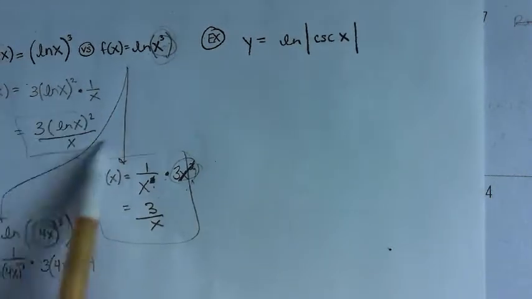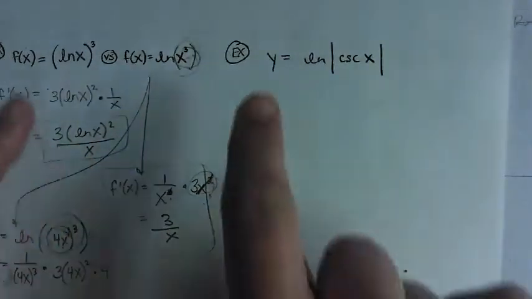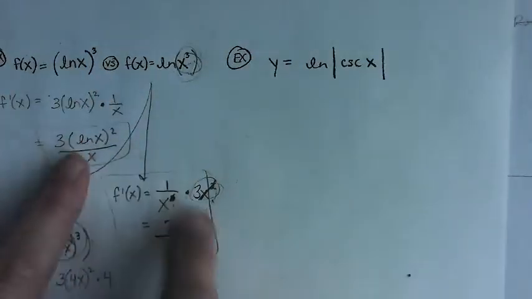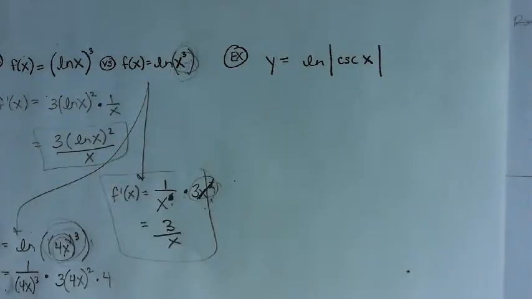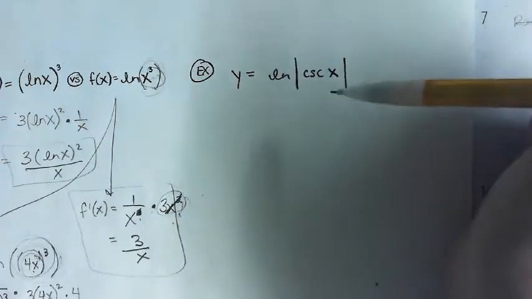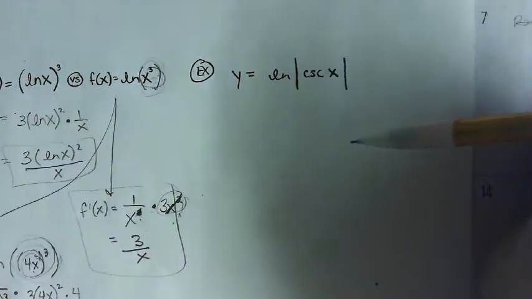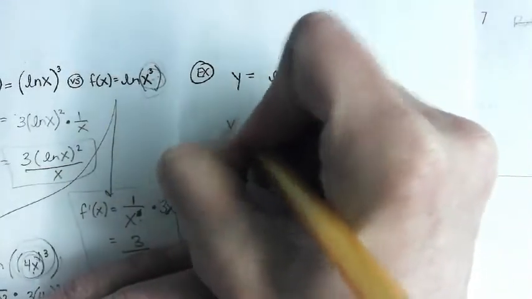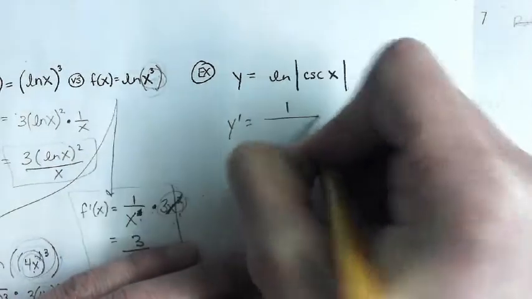So look how different those look, by the way. The original functions were only slightly off, but the derivatives look quite different. All right. Now this one, first and foremost, is a natural log question. So our derivative is going to start with 1 over this.